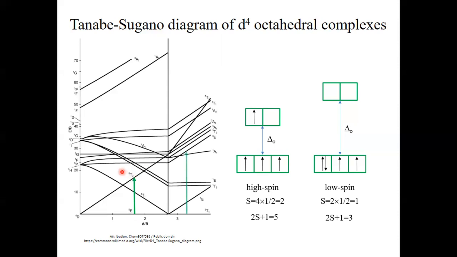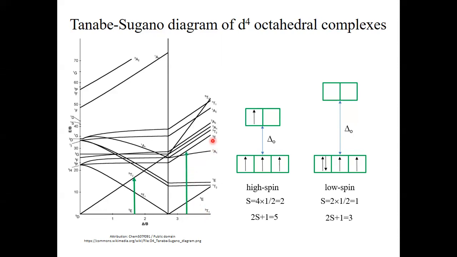So are there any other quintet terms? The answer is no, there are no other quintet terms. So that is our only possible electron transition here. If we have a low spin complex, then a triplet term is our ground term, and we can excite only into other triplet terms.